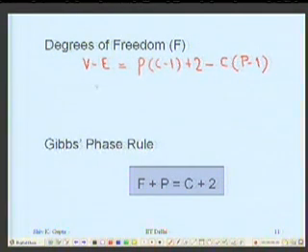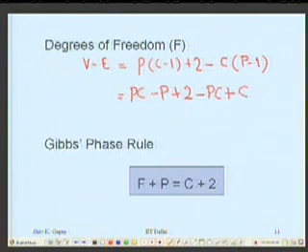You can simplify this. It becomes P into C minus P plus 2 minus P into C again plus C. This P into C cancels with this P into C. I'm left with this: C plus 2 minus P. And this is what degrees of freedom F is.